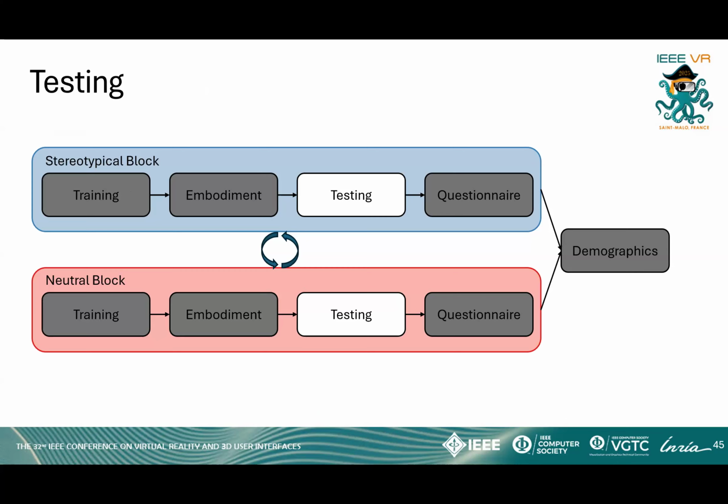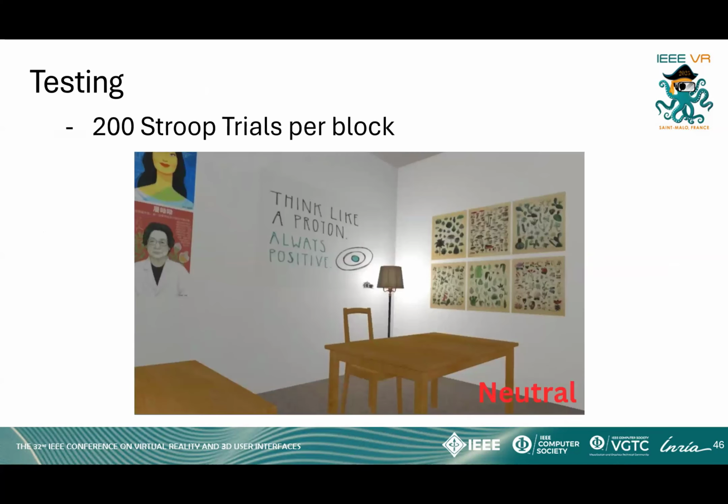Next, we had the testing phase. Participants completed 200 Stroop trials per block, 400 total. And here's a video demonstrating the trials.